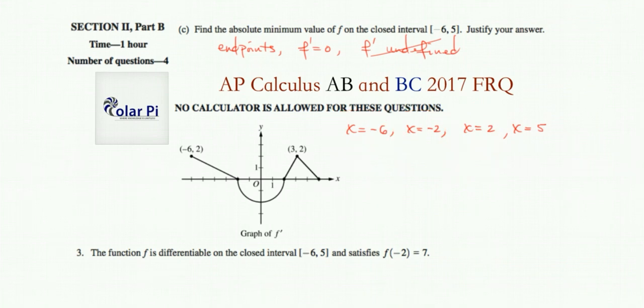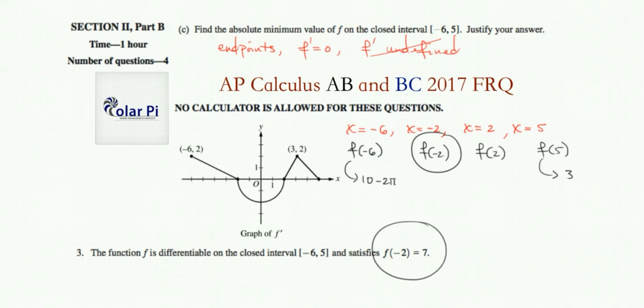Okay, cool. So now what I'm saying is we need to figure out f of -6, and then f of -2, and then f of 2, and then f of 5. But wait, f of -6 we computed in part A, and it was 10 minus 2 pi. And then f of 5 we also computed in part A, and it was 3. f of -2 is given from the start, and so that's 7. And so the only thing we have to find is f of 2.